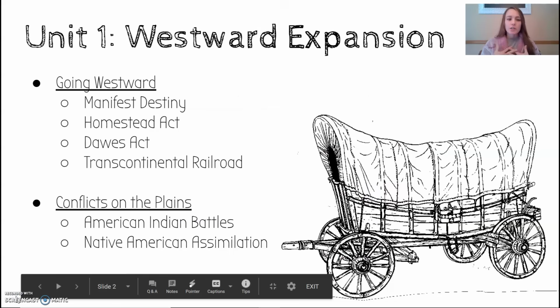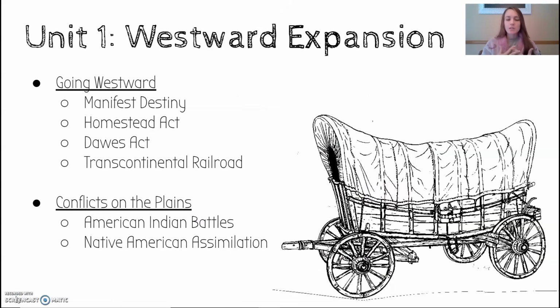Okay, so we start in the late 1800s with Westward Expansion. One of the things that you need to know is why people went west. Why did people move from the East Coast out into the plains and out west? There are several reasons. First, one that you were familiar with from American history in the past was manifest destiny. Manifest destiny was the belief that it was Americans' fate to have the West, that the land was destined and given to them.